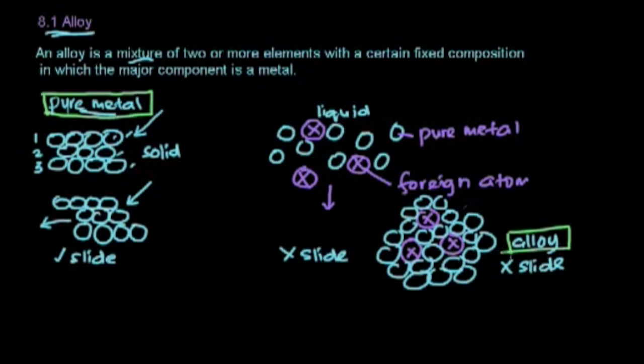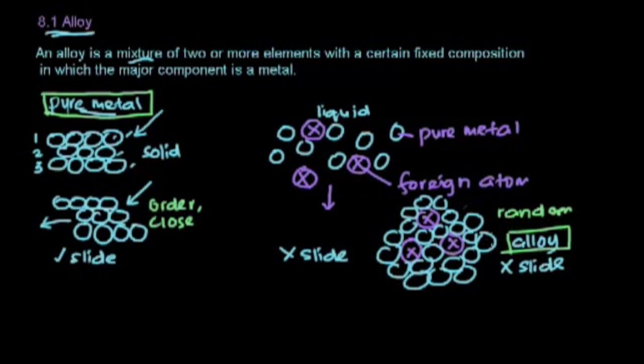Well, for pure metals, atoms are arranged in order, right? Arranged in order and they are arranged very close together. But the arrangement of alloy is random. Okay, the atoms are arranged randomly and they are scattered and they are in between each other.